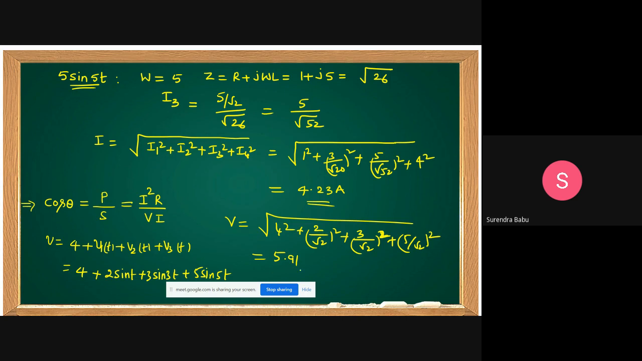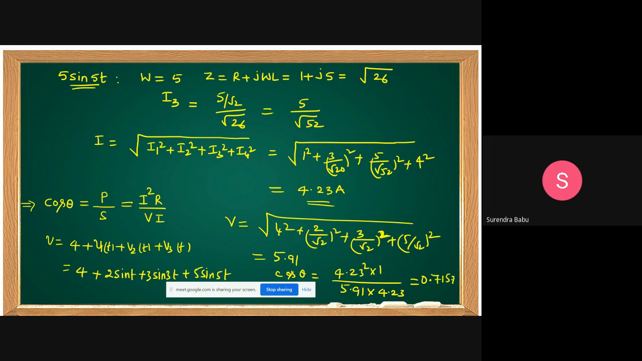Then you substitute this. What is the power factor? Then cos theta equal to I square R, 4.23 square into R. R is 1 ohm. V is how much? 5.91. I is how much? 4.23. Can anybody tell how much power factor we can get? Okay, I'm doing the calculation. 4.23 by 5.91, students. How much power factor we can get? 0.715. Yes, 0.7157.